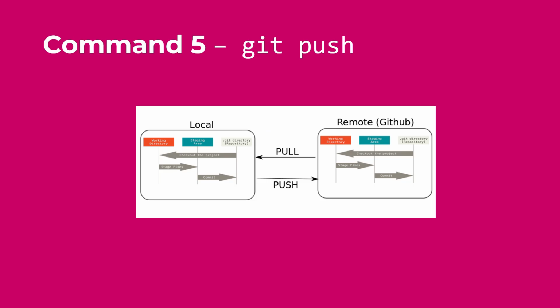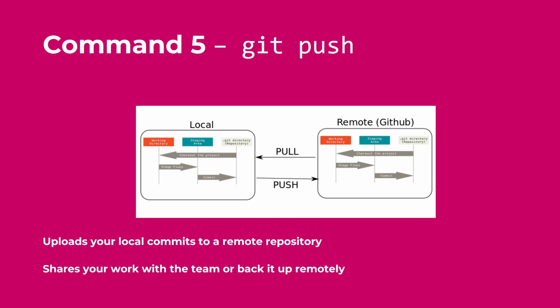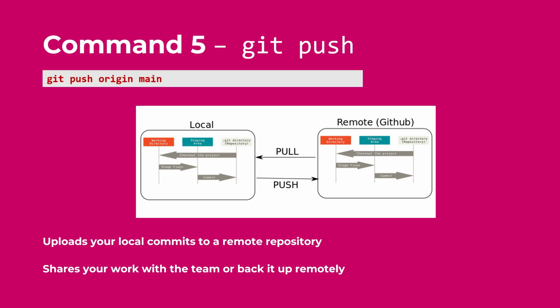Command number 5 is git push. It uploads your local commits to a remote repository, and it's important because it lets you share your work with the team or back it up remotely. And the command looks like this, where we write git push origin main.